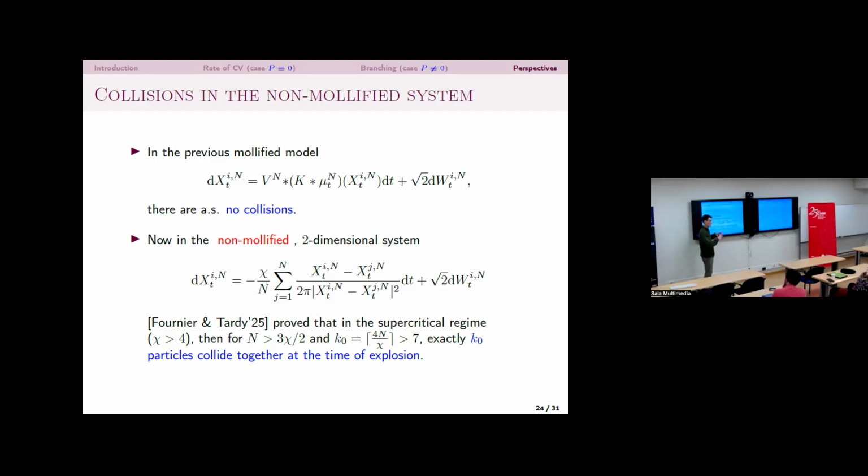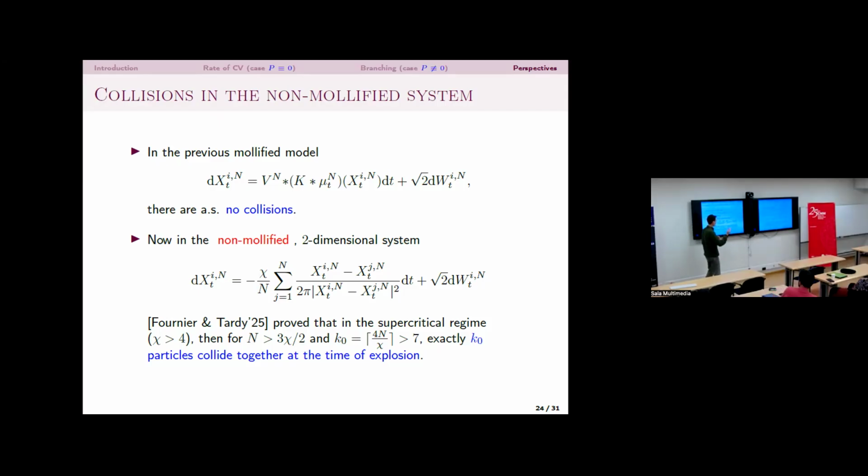If you fix a number of particles n, which is larger than 3 chi over 2, or whatever, in any case, you're interested in large n, but okay, you have to fix it like this. And let me call k0 this thing here, 4n divided by chi, and I take the upper integer part. So for this k0, you have exactly k0 particles that collide at the time of explosion of the particle system.